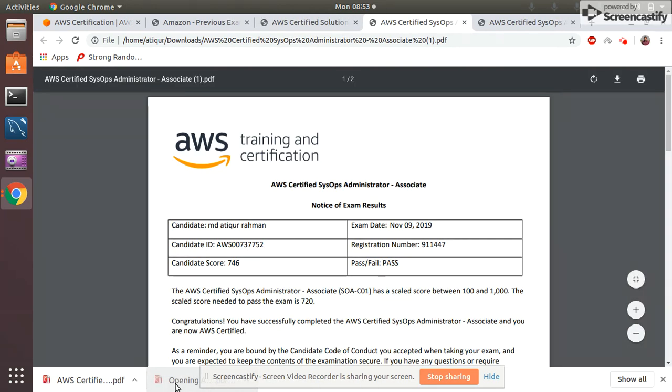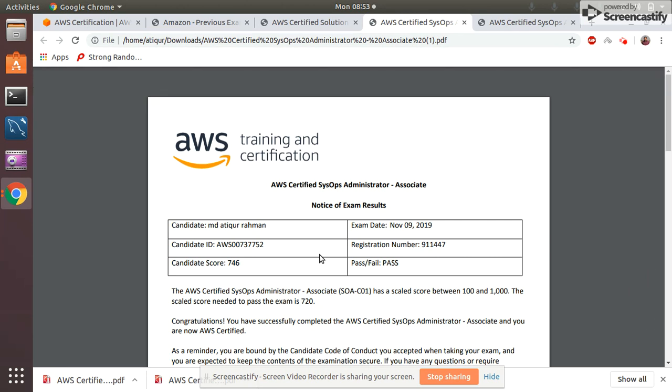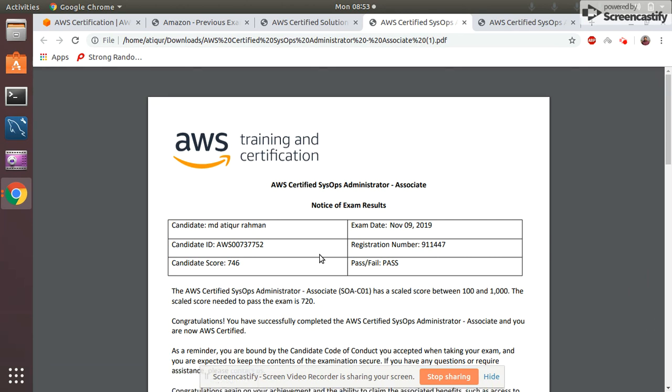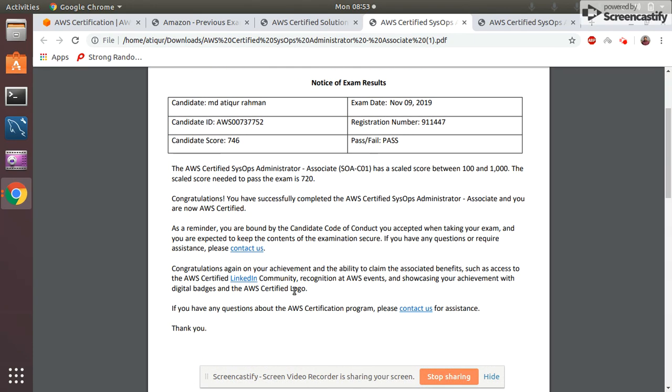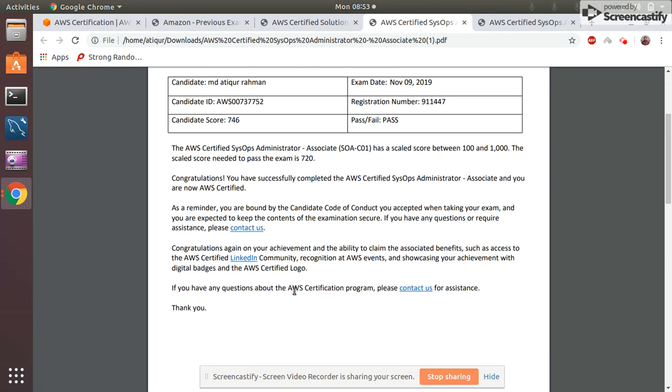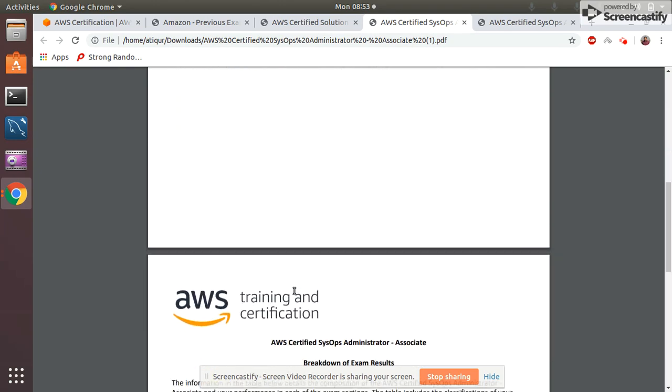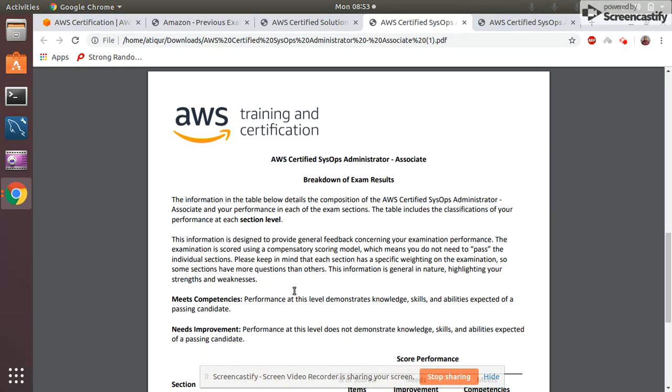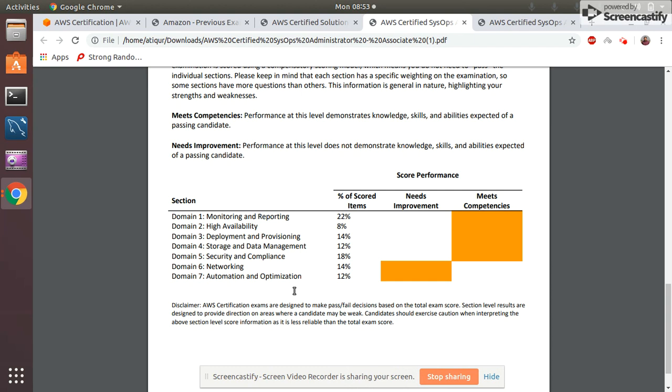Then I go to the SysOps here. The scores are not that good. It's a pass score, because if you cross 720 then they give it a pass, and it's 746, but it's not as good as Solutions Architect's 869. And if I go through the exam results breakdown, I need improvement on networking and automation. Yeah, those are two areas that I need to improve.